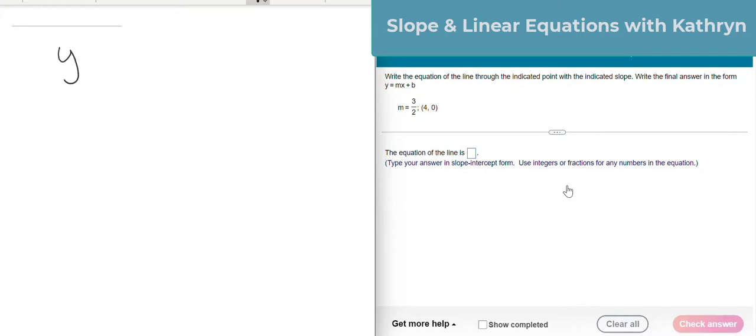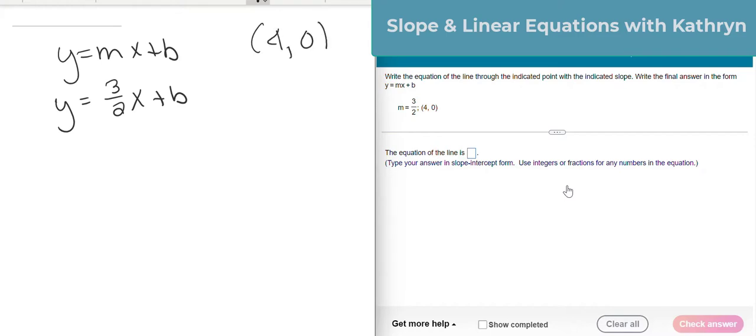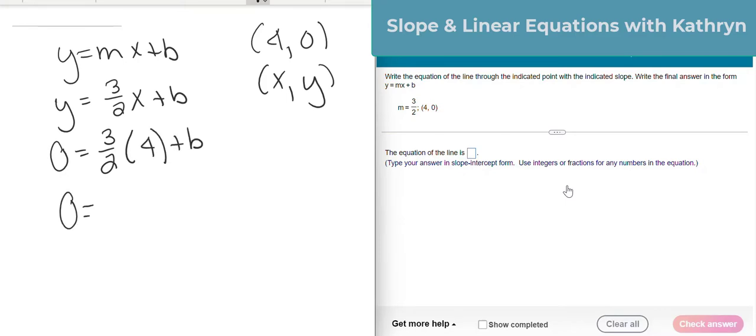First of all, y equals mx plus b. They give us our slope, so we're going to put that in. Y equals 3/2 x plus b. We don't know our y-intercept because 4, 0 isn't our y-intercept. But if I write 4, 0, that is our x and our y. So let's put 0 in for y, and we're going to put 4 in for x. Now you're going to use your calculator. 3/2 times 4 is 12 over 2, which is 6, plus b.